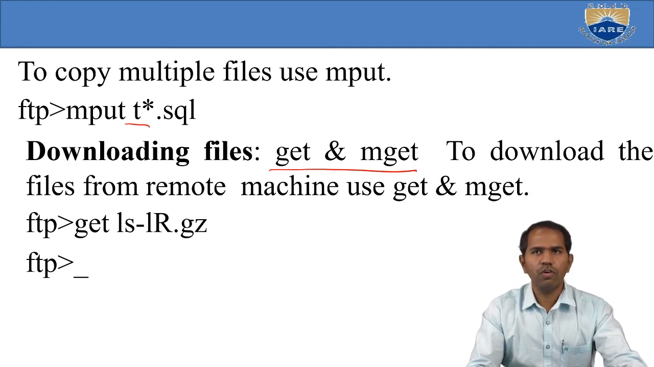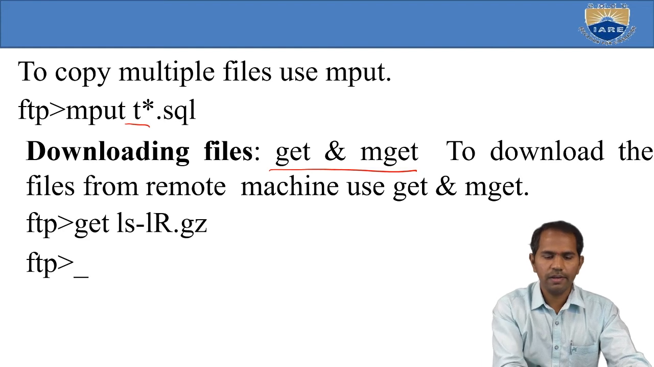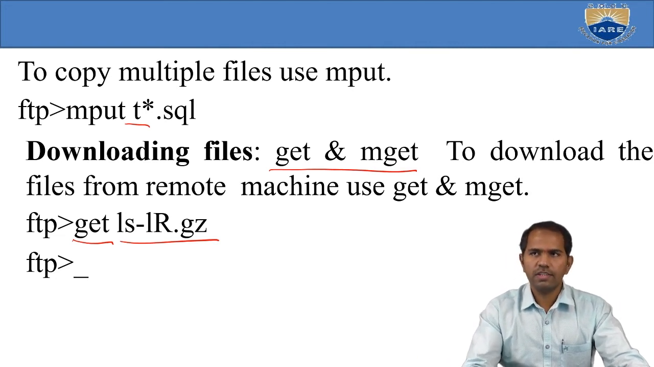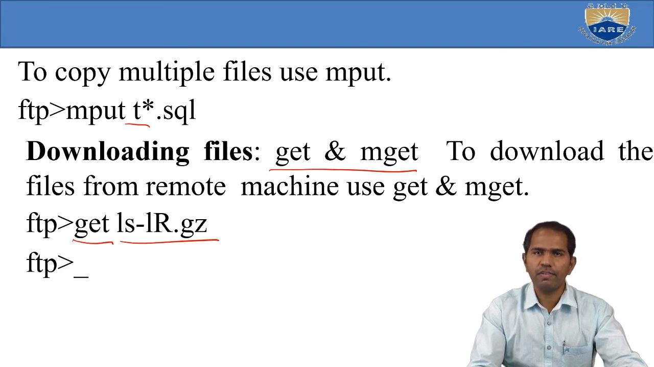Get means it's a download. If I want a single file, use the get command. If I want mget, mget means downloading n number of files. Here, get a single file like is-1r.gz. It's one single file, I can get it now. Just like that, mget means many files I want to get from the destination machine. Then use the mget command. We can download n number of files at a time.